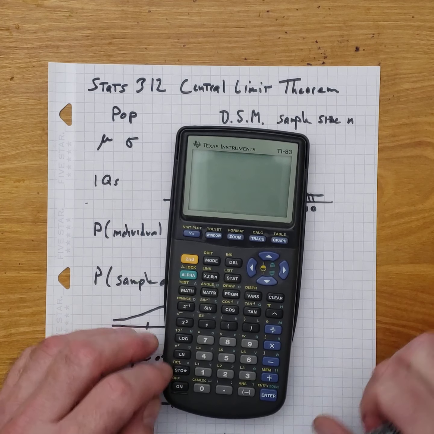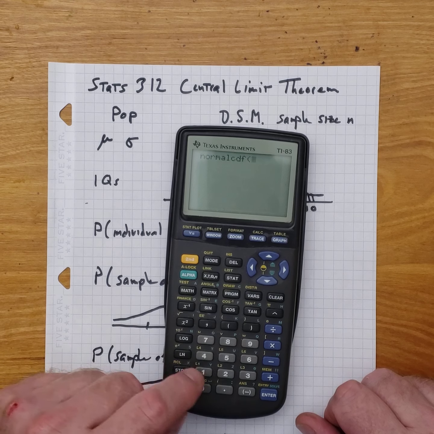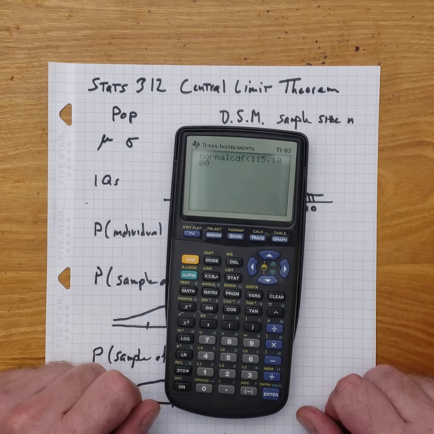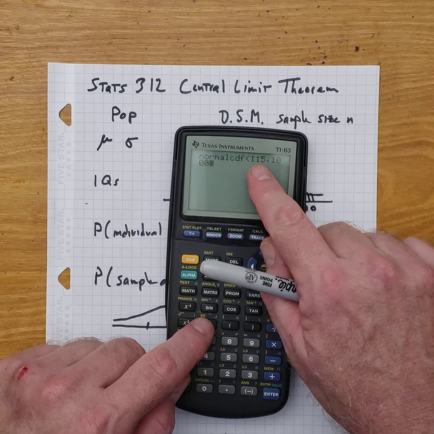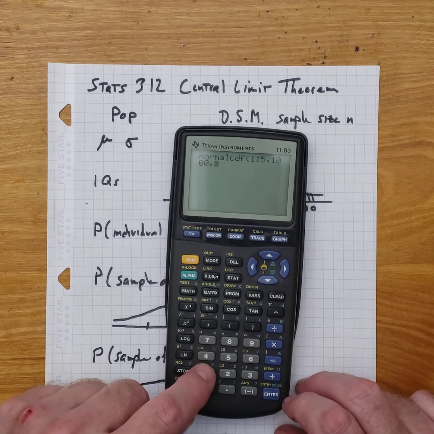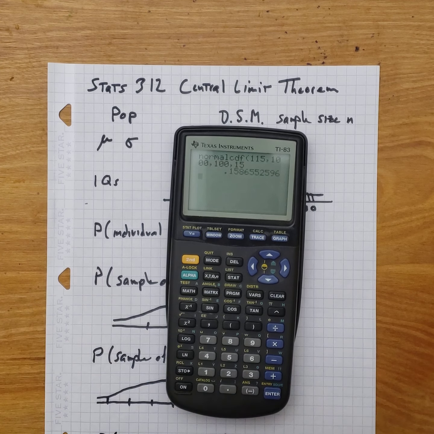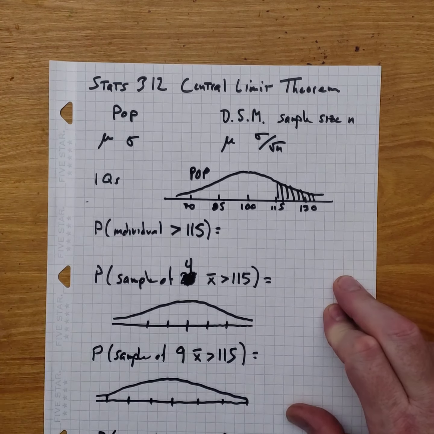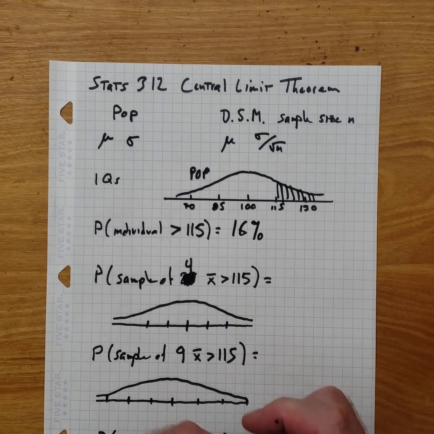We know how to find that, right? We go to our calculator, get our normal CDF, and we're talking about 115 to some ridiculously high number, because we want above. So essentially we're finding between 115 and infinity in a population with a mean of 100 and a standard deviation of 15. And we see that it is about 16% of the population. So we have about a 16% chance that if we grab a person at random, their IQ is above 115.